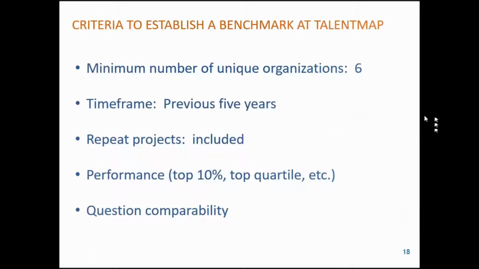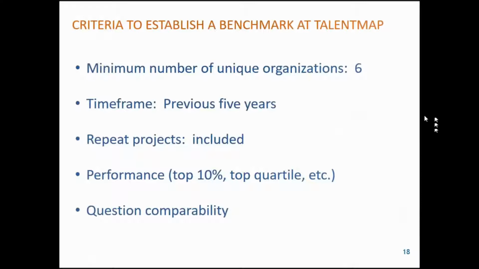So there's a number of things we need to look at. Minimum number of unique organizations: we need to have at least 6. That's a minimum. We like to have at least 10 to 12. So the minimum is 6. Once we get around 10 to 12 different organizations, then we start to get a little bit more comfortable that we can use this as a benchmark.